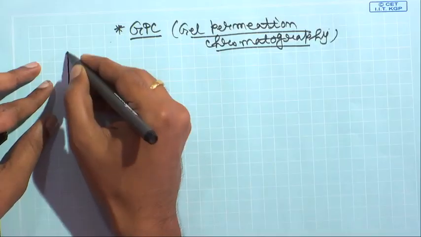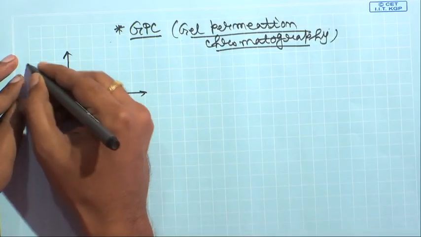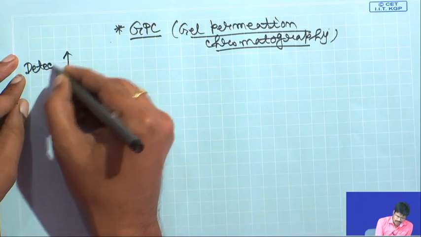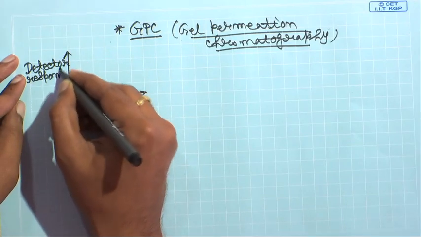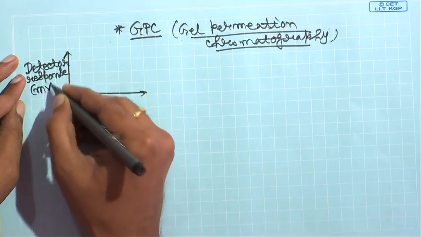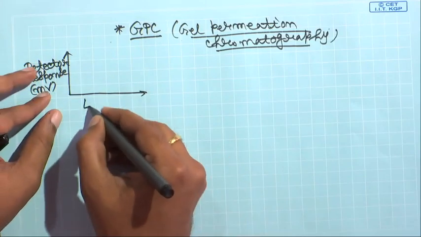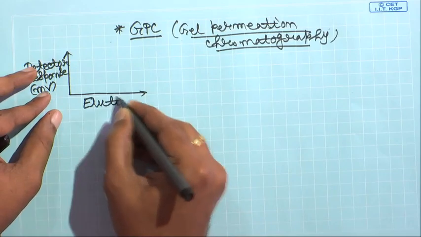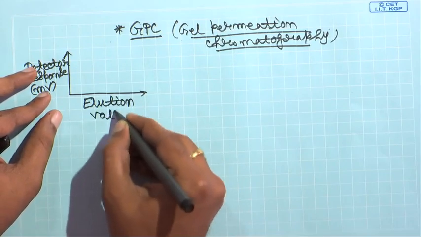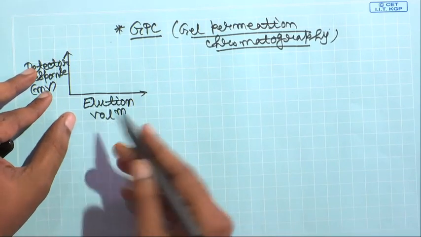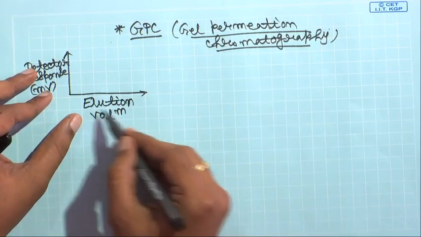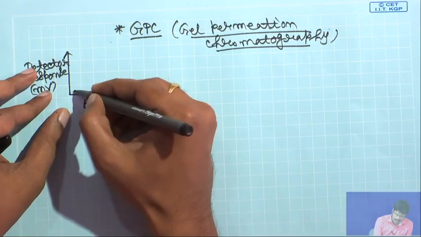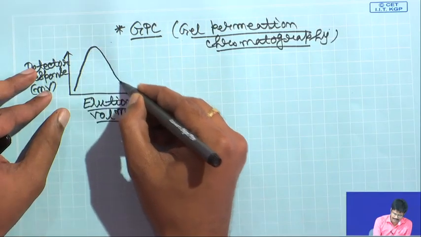So, what you get is something like this. You have a detector response, so you get some voltage there, let us say in millivolts, and you have elution volume on the x axis. Now, elution volume can be equivalent to time, at what time the compound is coming. So, instead of elution volume you could use time also here. You have some trace like this.